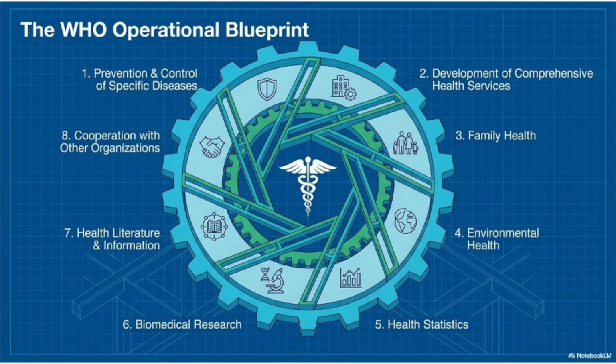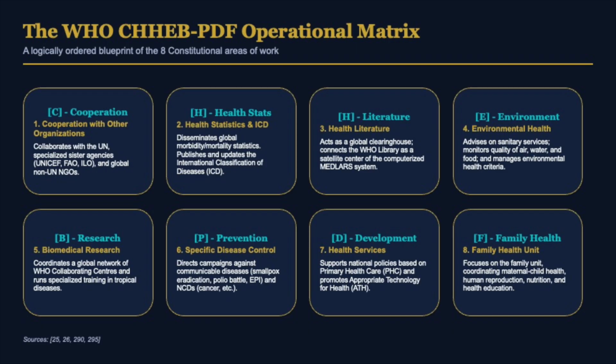These include leadership in international health, disease prevention and control, research, technical assistance, health statistics, environmental health, and promoting equitable access to healthcare. Together, these functions form the operational blueprint of the organization. One useful way to remember the constitutional functions of WHO is through the CHHB PDF operational matrix.